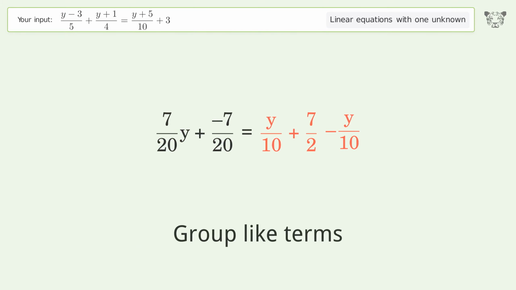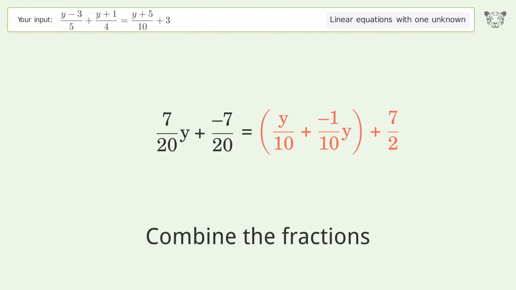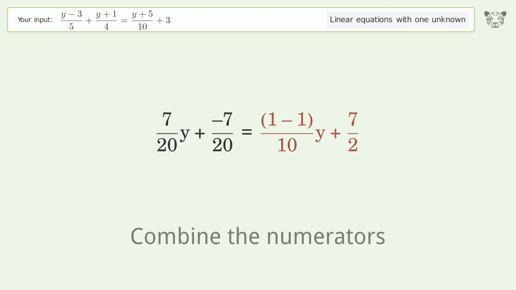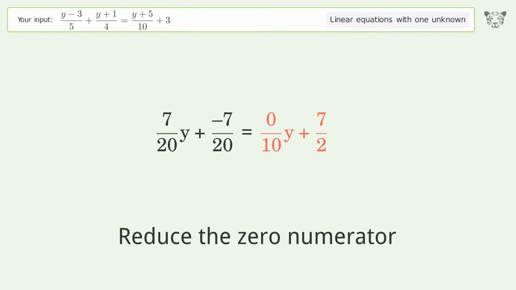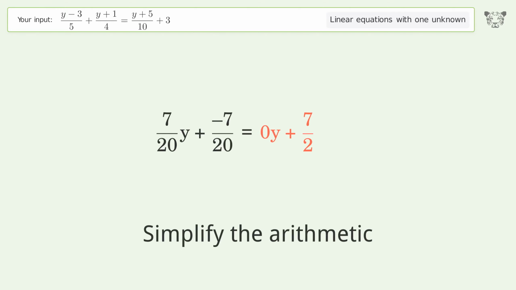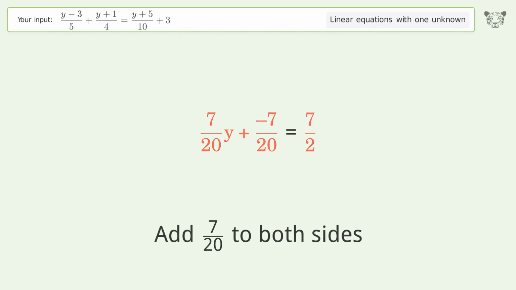Group like terms. Combine the fractions. Combine the numerators. Reduce the zero numerator. Simplify the arithmetic. Group all constants on the right side of the equation. Add 7/20 to both sides.